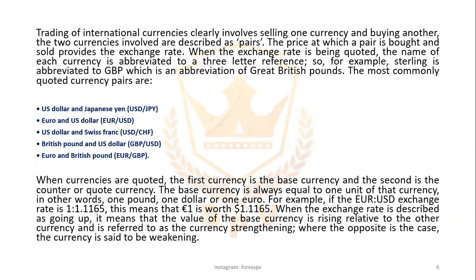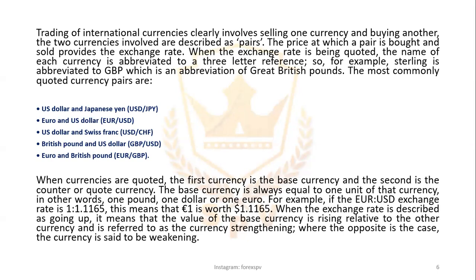So trading of international currencies clearly involves selling one currency and buying another of the two currencies involved. And these two currencies involved are described as pairs. We're basically not trading the euro itself or the dollar itself or the Japanese yen itself. We are trading the currency pairs in the FX market.